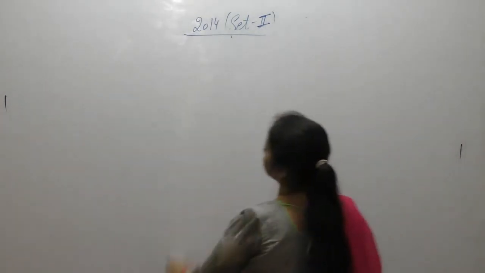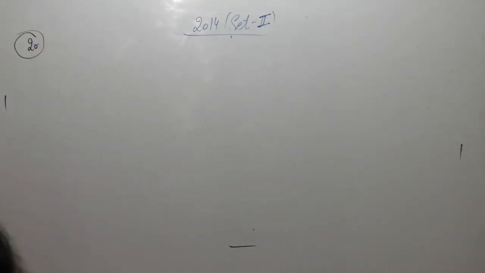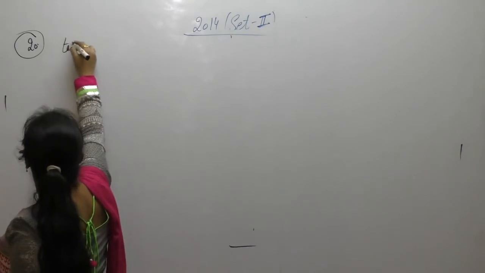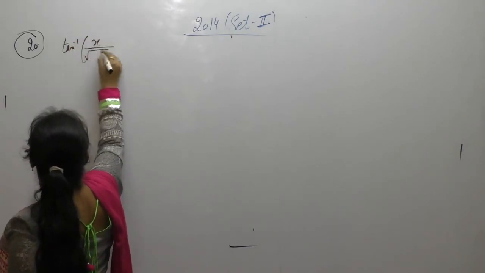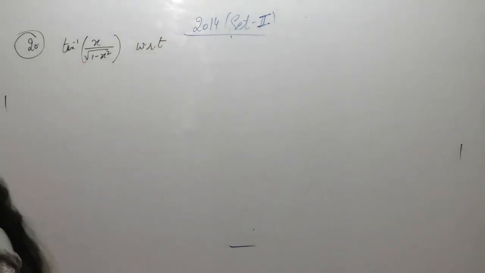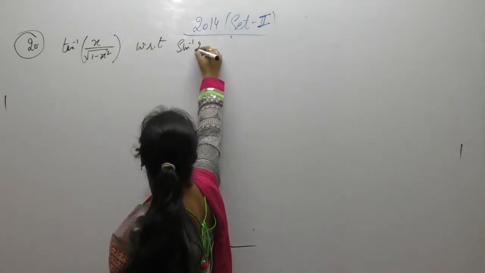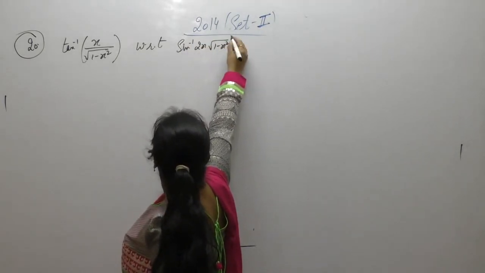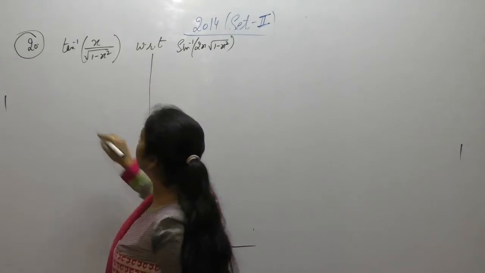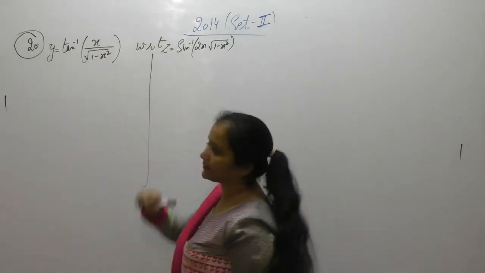Now the next question, which is different, is question number 20. Differentiate tan inverse of x upon square root of 1 minus x square with respect to sin inverse of 2x square root of 1 minus x square. Let this be y and this be z.